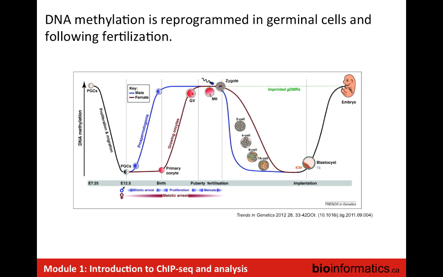It's reprogrammed twice in mammalian organisms. Once in germinal cell differentiation. So when we go from primordial germ cells to mature germ cells, either sperm or egg, we get a DNA demethylation and then a remethylation event. And this, again, occurs just after the zygote. So remember that we have this reprogramming event.